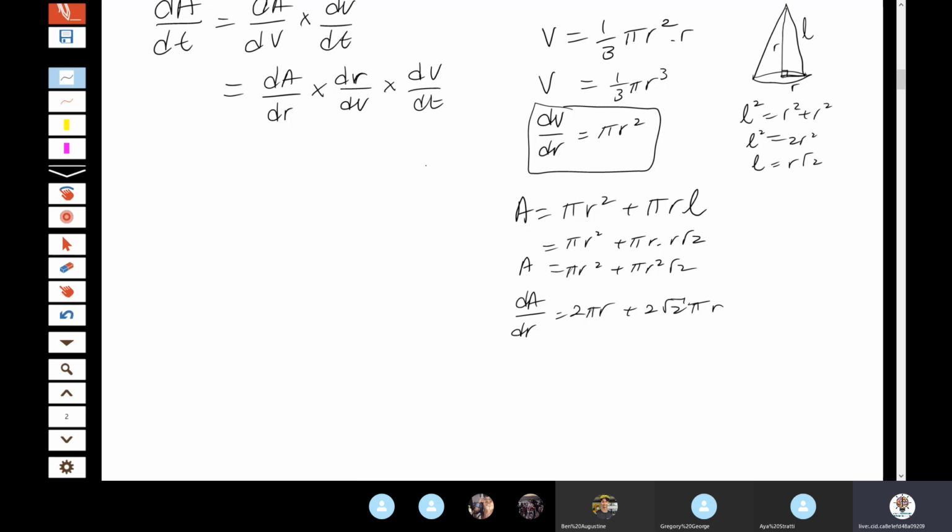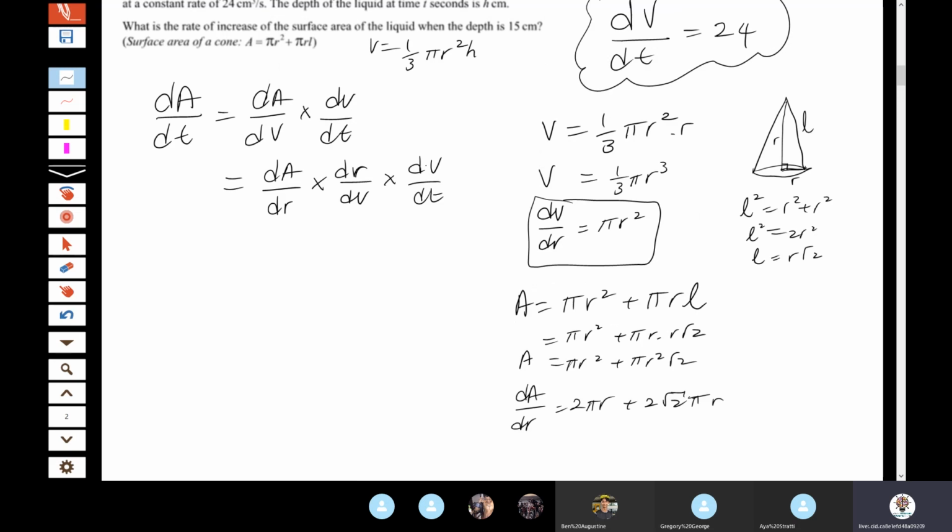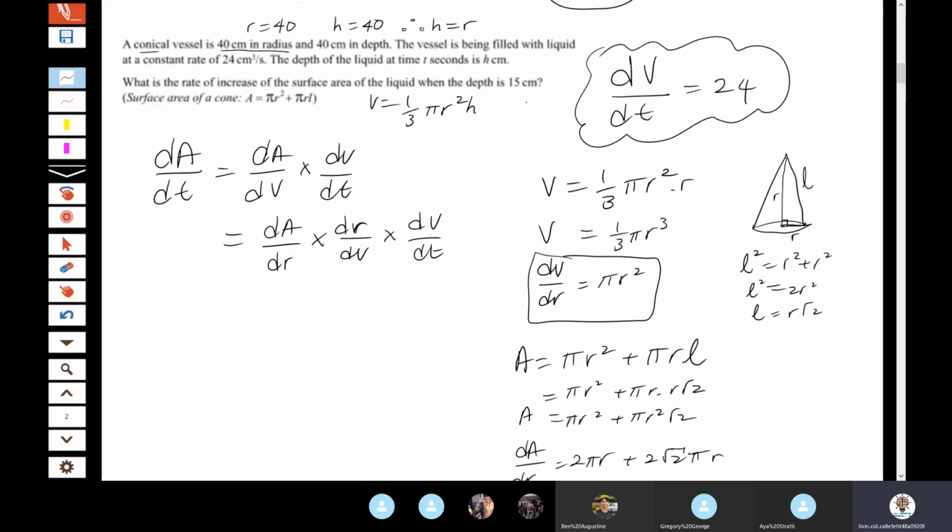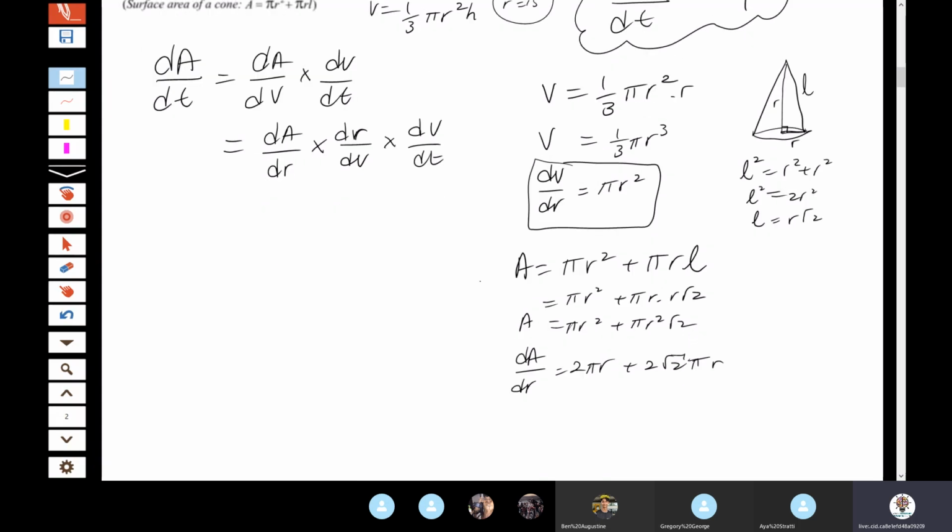And then it just said the depth is 15, which means the radius is 15. So depth is 15, radius is also 15. Okay, and then it's just a matter of substituting now. 30 pi, just plug it into your calculator. There's no point of even doing it like this. Just plug it into your calculator and you should get an answer.